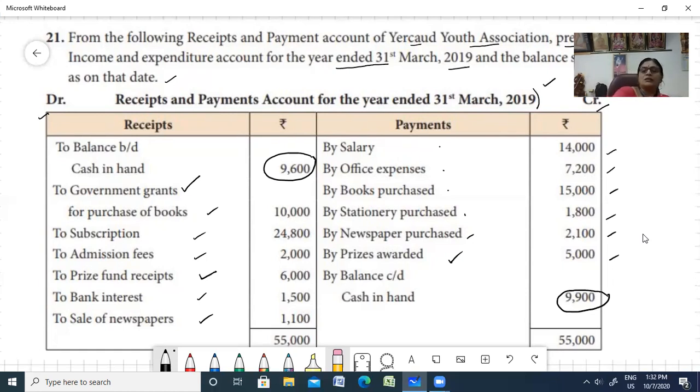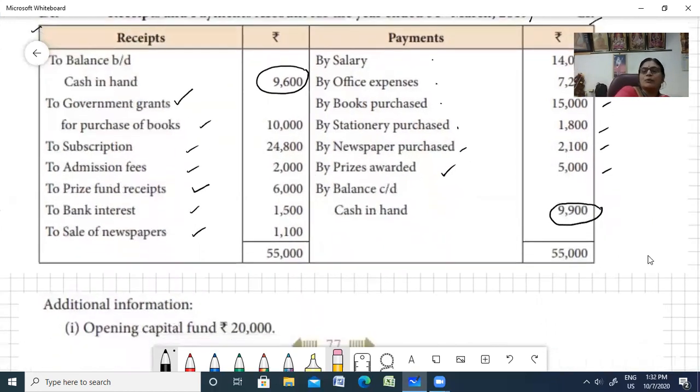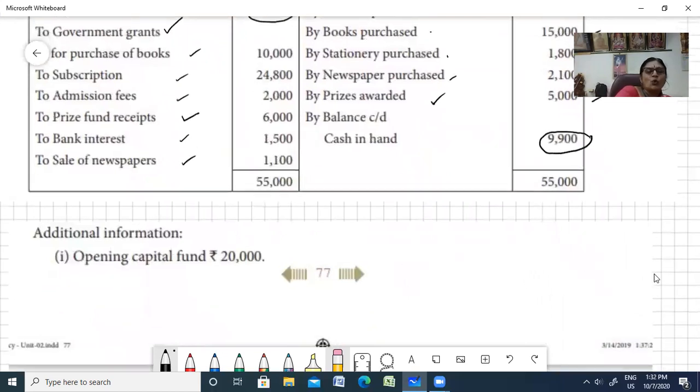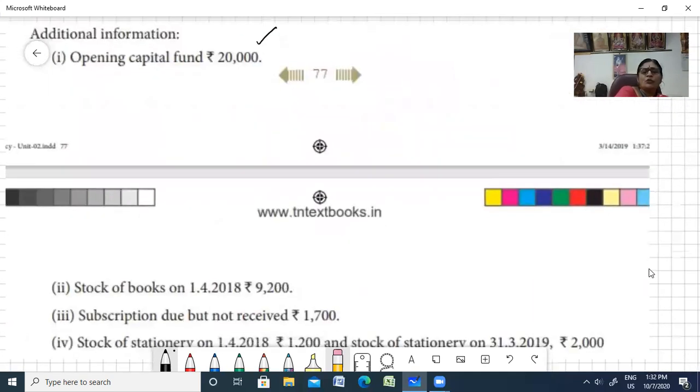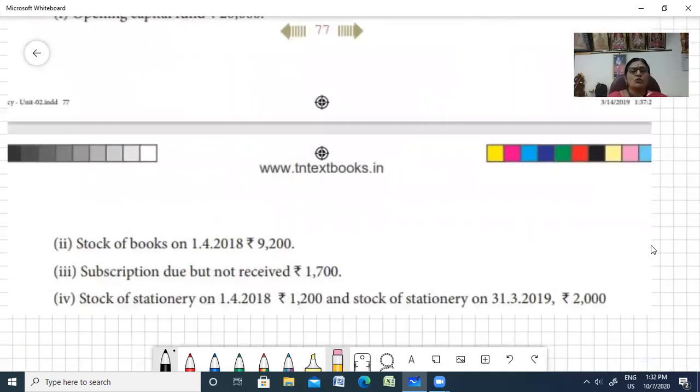Now, let us see what adjustments they have given in the problem. They've given you the opening capital fund. Very good, so you need not find this. Followed by that, you have your stock of books. They've given you the opening stock of books. In between, you have purchased some books, so you add the opening stock with your purchase. Then, subscription due but not received. Subscription due not received means it's outstanding, so you have to treat it in your income and expenditure.